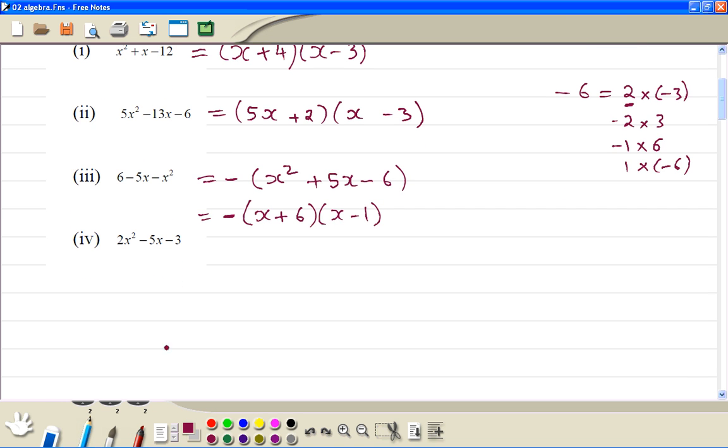Number 4. So we split 2x squared, so it's 2x in one bracket, x in the other. Then we're looking for factors of minus 3. Because this is a negative number here, we will have a minus 3 and plus 1. So we have a minus 3 here, this is going to give you minus 6x, and plus 1 here, that will be 1x, so that adds up to minus 5x. So this is correct.